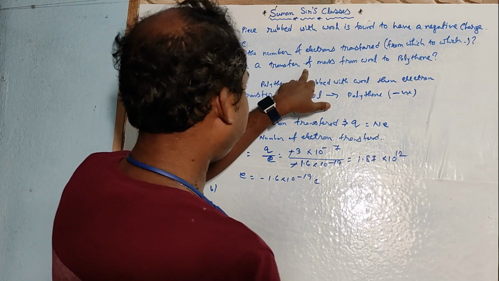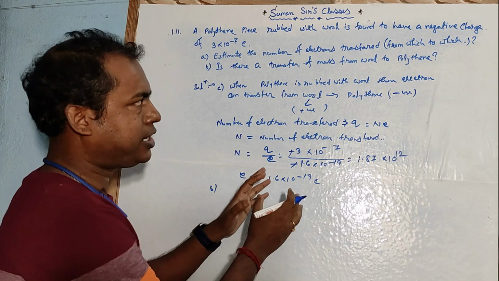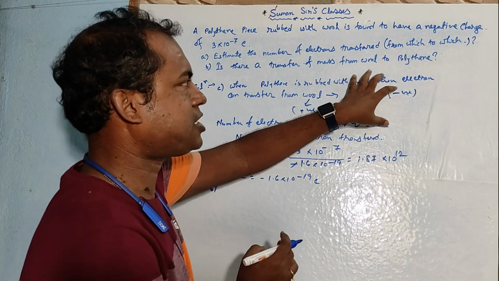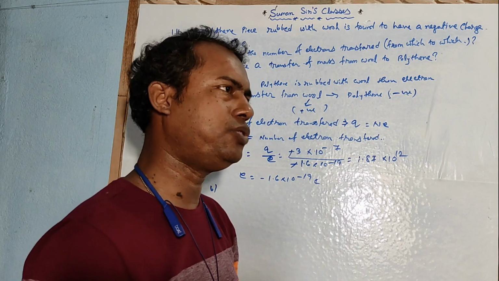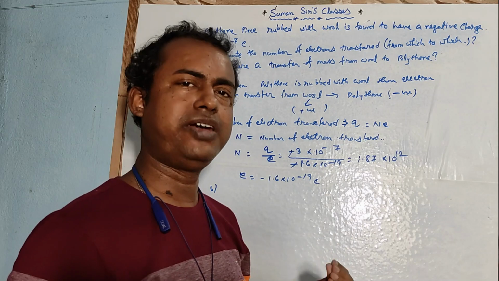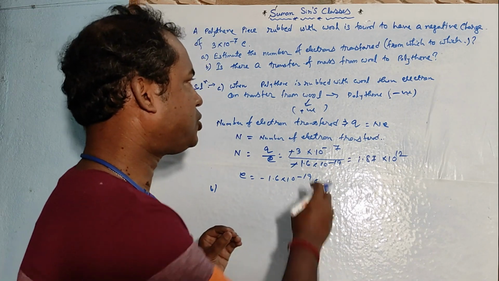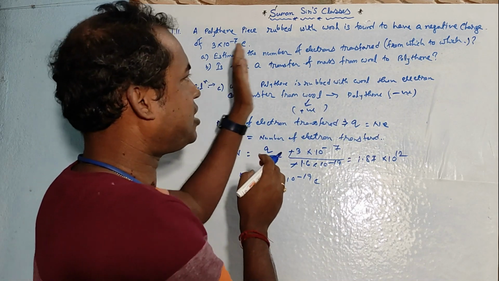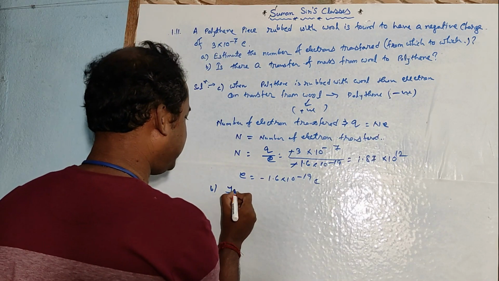Is there a transfer of mass from wool to polythene? Okay, so electrons can transfer from wool to polythene. So from wool to polythene, transfer of electrons occurs. Each electron has some mass. Generally we know that the mass of the electron is very negligible, but it has some mass. So due to this mass, electrons transfer from wool to polythene. So therefore, obviously, there is a transfer of mass from wool to polythene. So the answer is yes.